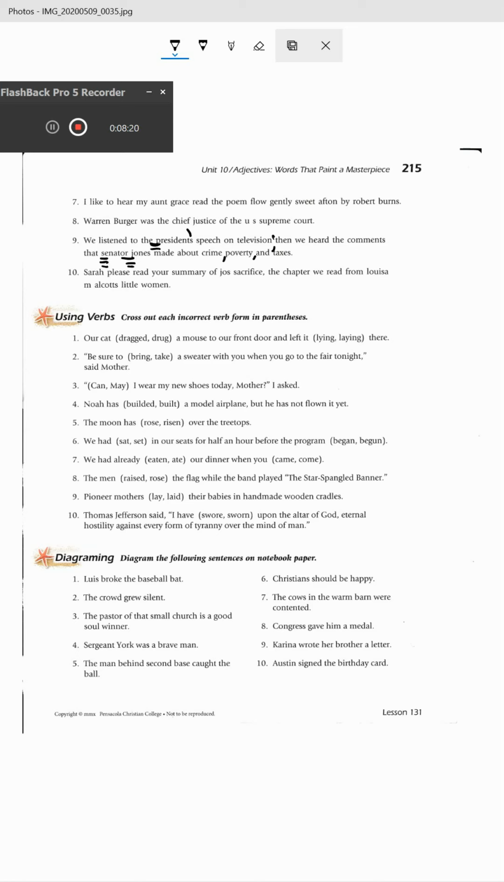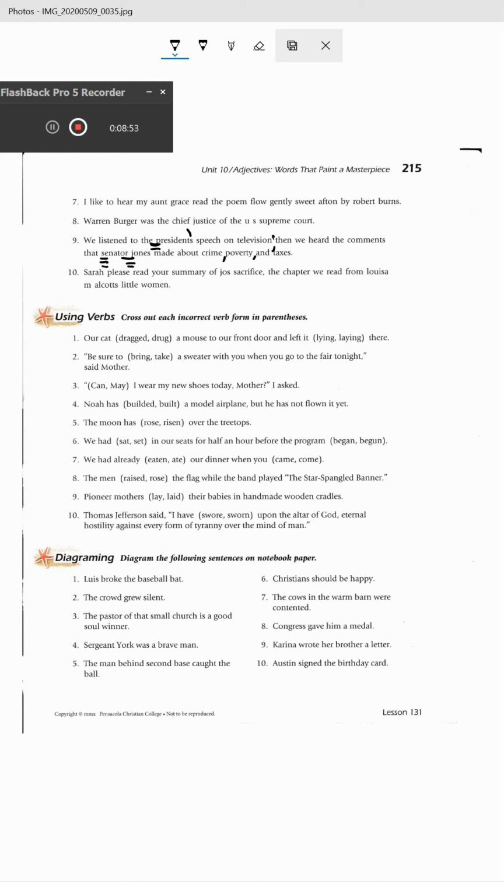Sarah, please read your summary of Joe's sacrifice. The chapter we reread from Louisa M. Alcott's Little Women. And was that you guys? Did you guys do that, or did the 5th graders do that? I think the 5th graders just read that and wrote the paragraph, if I'm correct. I don't think you guys did that. Let me look back. I think that was the 5th graders that just did that. That's crazy that I just did that lesson where they had to read the section on Joe's sacrifice.